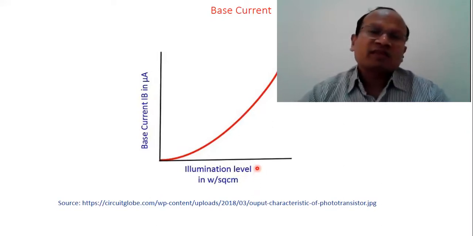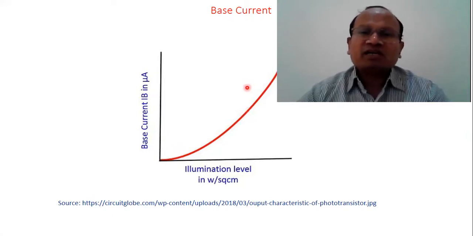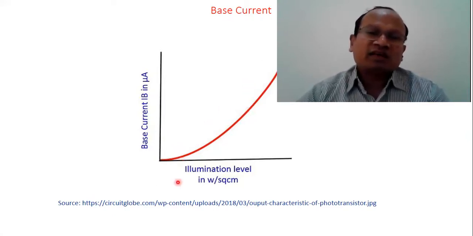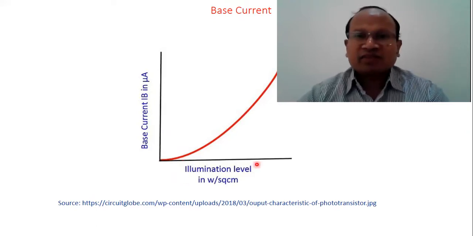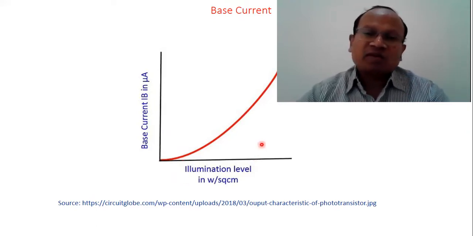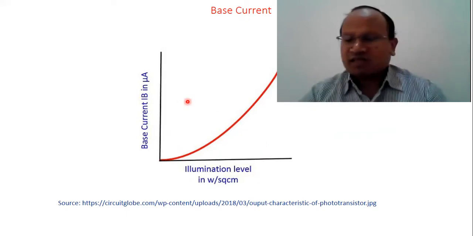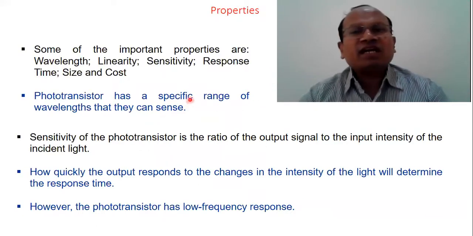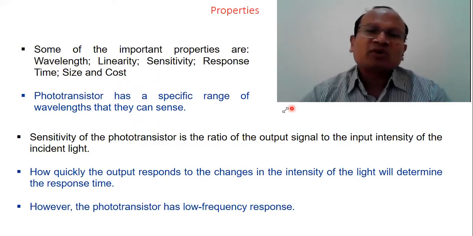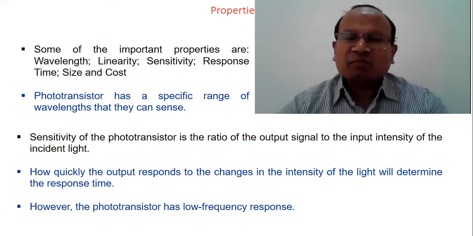This is also a very simple diagram, which we can understand easily: when the illumination level, the light intensity or the optical power, is increasing, the base current is also increasing. So the more the light intensity, the more the photocurrent. This is why we make our statement.